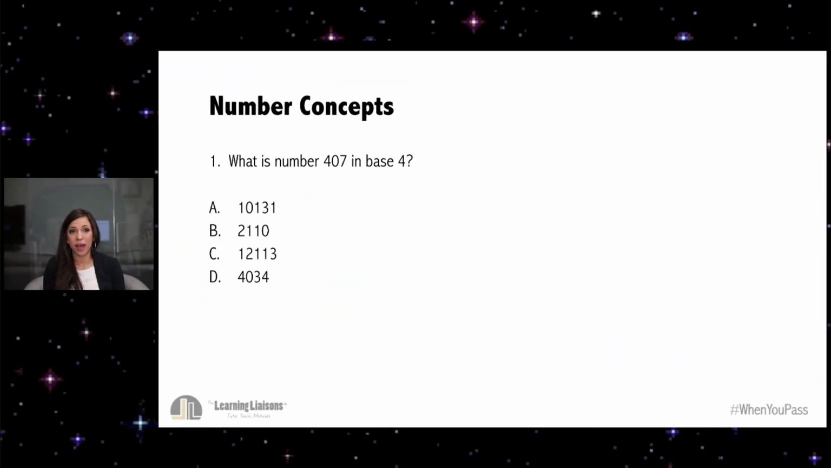Let's jump right in. Question number 1. What is number 407 in base 4? A, 10131. B, 2110. C, 12113. D, 4034. You have 60 seconds. Go for it.